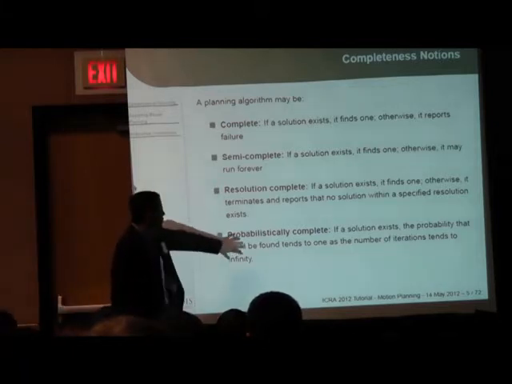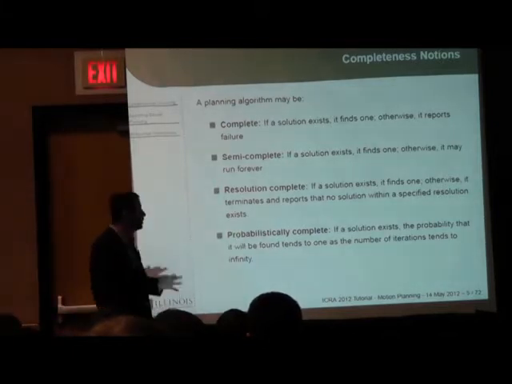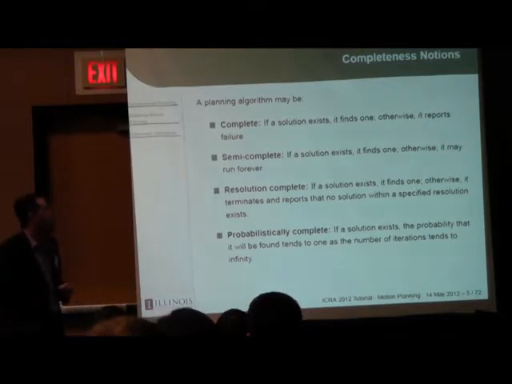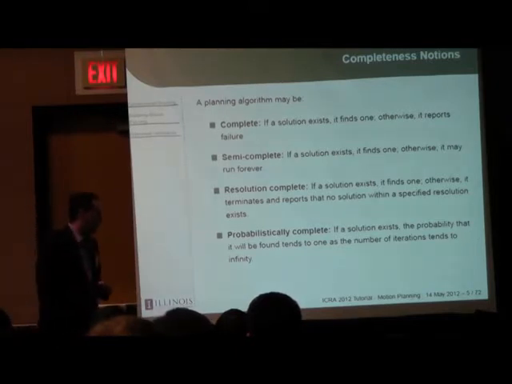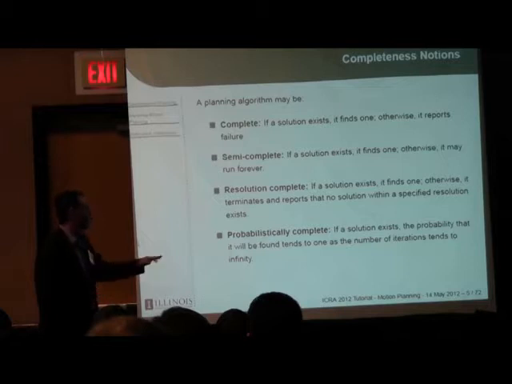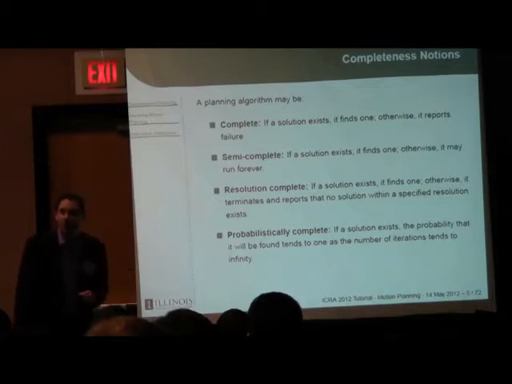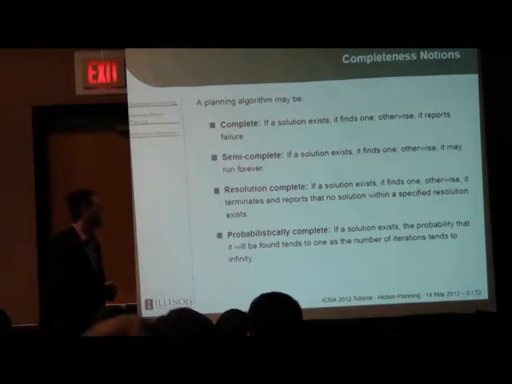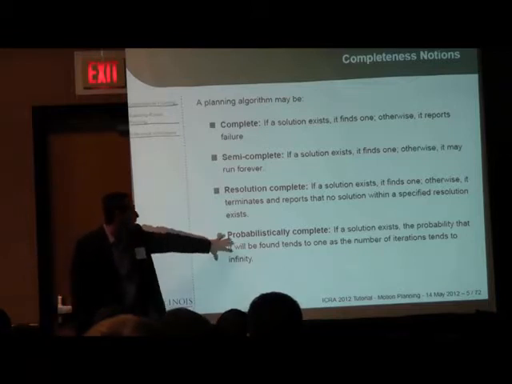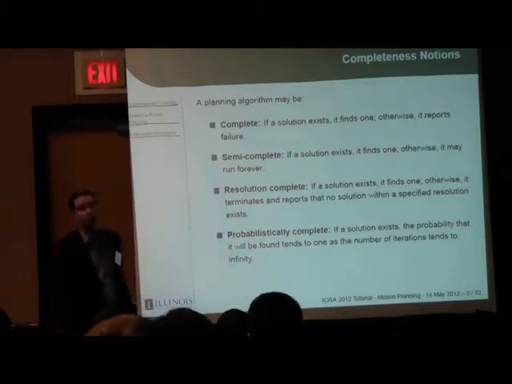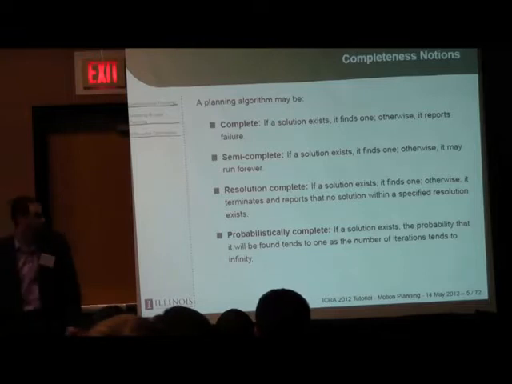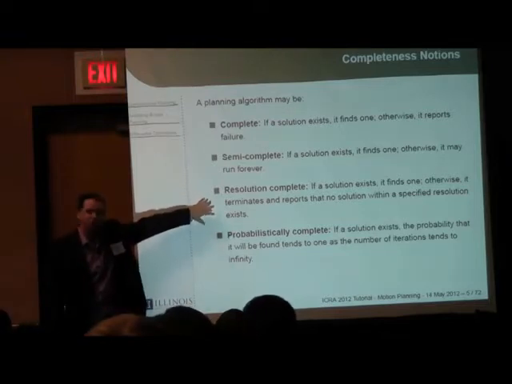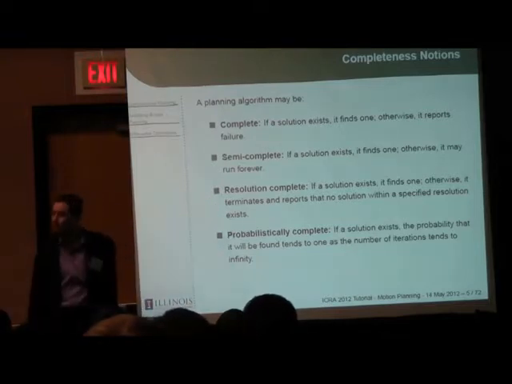There's also probabilistically complete, which is probably the weakest of the notions that we have. If a solution exists, the probability that it will be found tends to 1, as the number of iterations tends to infinity. So that would be like a randomized counterpart to semi-complete, if you like. Maybe it could say something about resolution with high probability as well, perhaps.